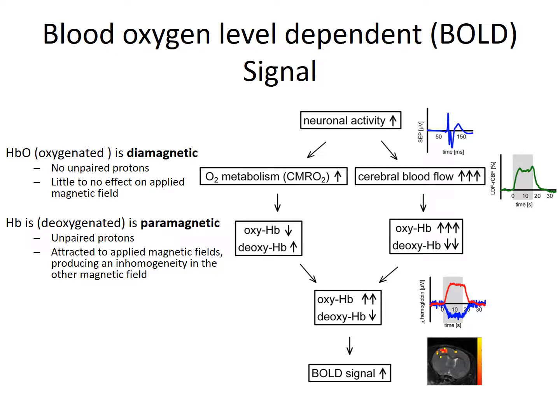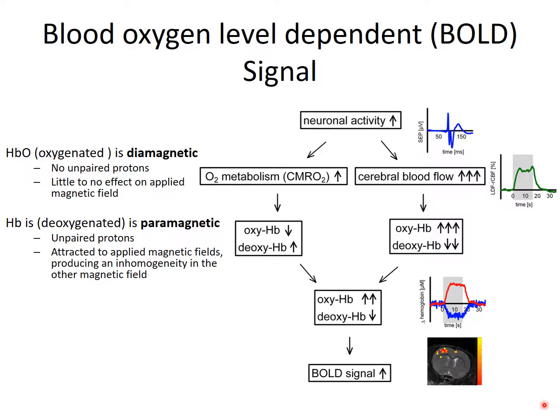Following neural activity, two processes happen in parallel to increase the amount of oxygen in that area. Oxygen metabolism lowers available oxygenated blood and produces a temporary increase in deoxygenated blood as oxygen is used by cells. Local cerebral blood flow then causes a large influx of oxygenated blood and a slight decrease in deoxygenated blood. Together, these changes in hemoglobin due to oxygen metabolism and cerebral blood flow cause a net increase of oxygenated blood and a slight decrease in deoxygenated blood.